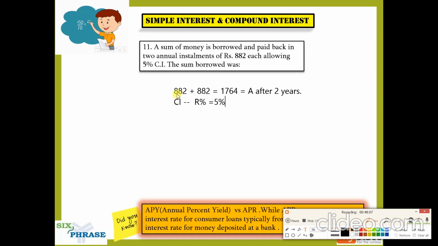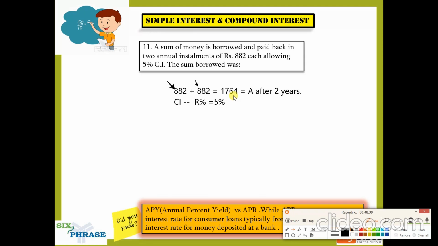So it is paid back like 882 and 882, and that doesn't mean at the end of first year the amount was this, at the end of second year the amount was this. No, that is not what they're saying. Okay, it was paid in two installments, each allowing 5% compound interest, right? So when he pays it back, it is 1,764. This is the amount he is paying back. Now, how much did he get initially? How much did he borrow? Okay, so that is what they're asking.